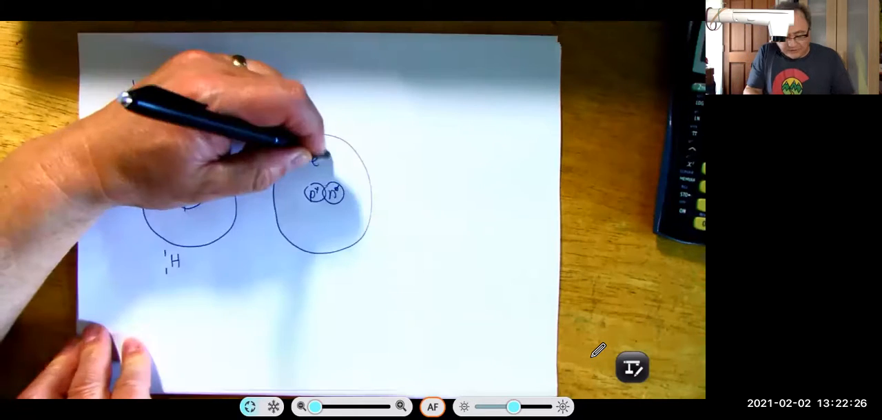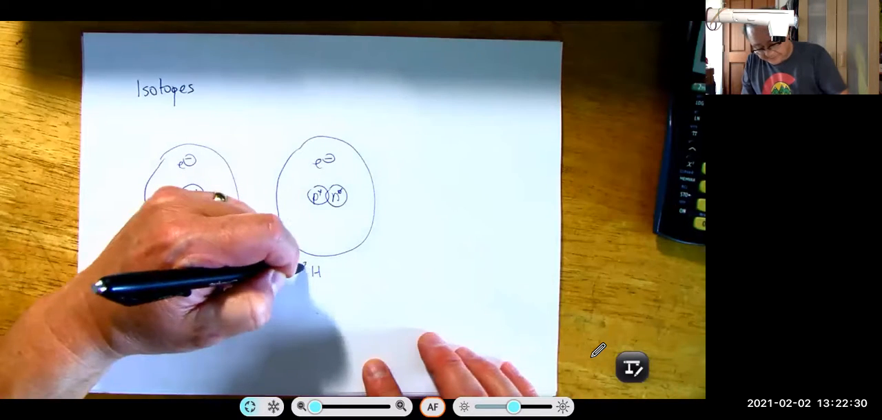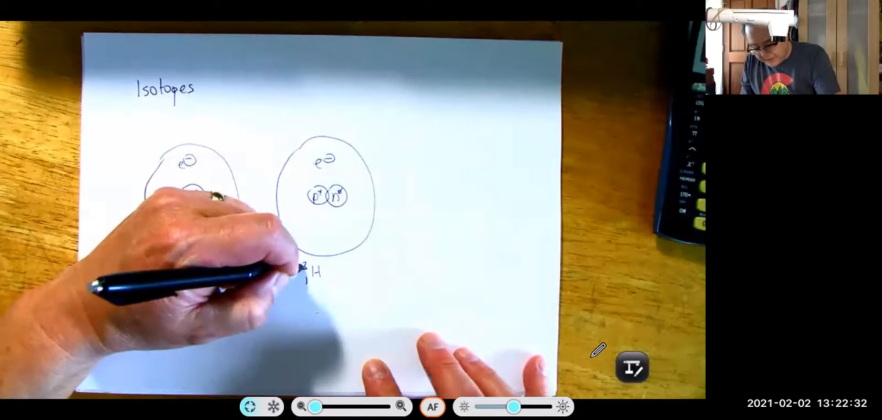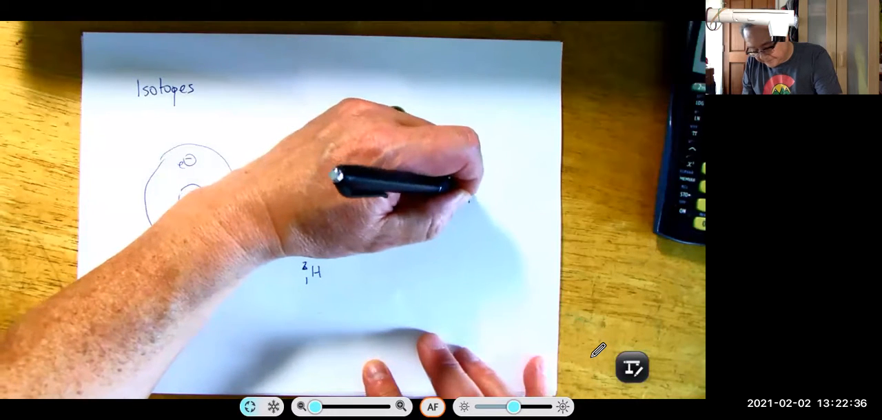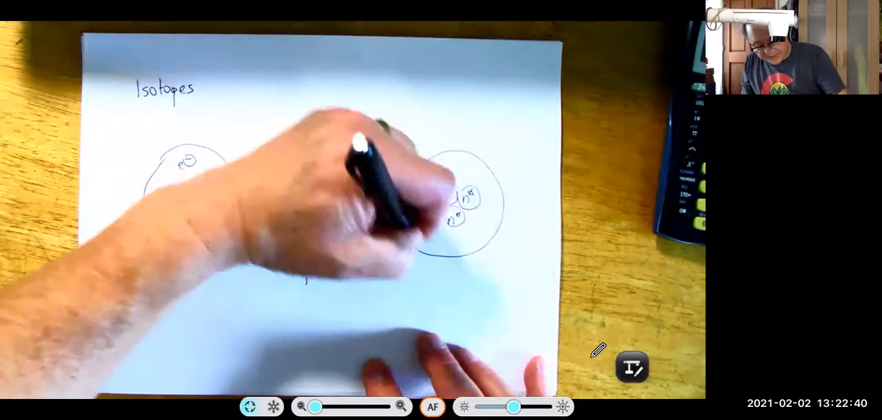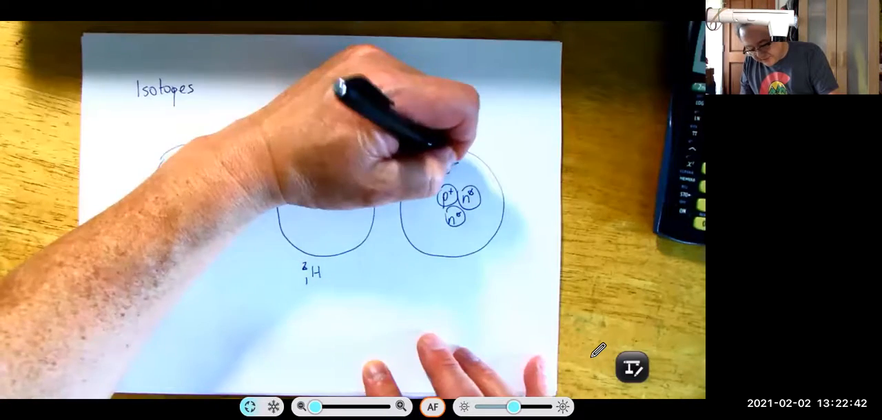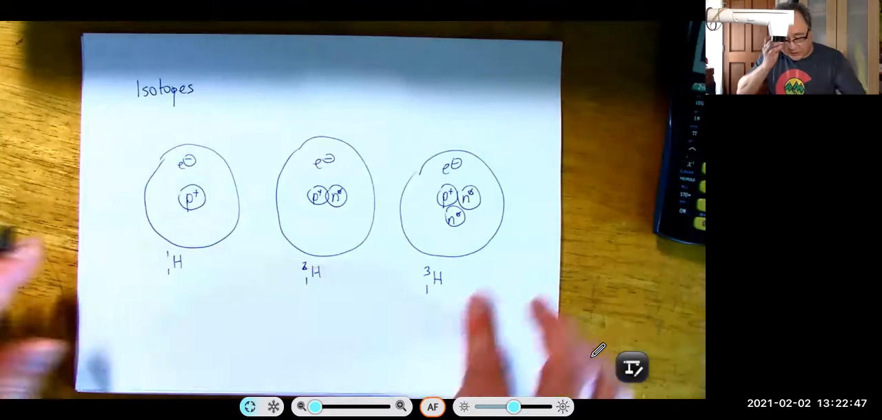Same size, although I'm not very good at doing that. And this is called H-2, 1. And then there's one with 1 proton and 2 neutrons. Same size, 1 electron. And this is H-3, 1. So these are all isotopes of hydrogen.